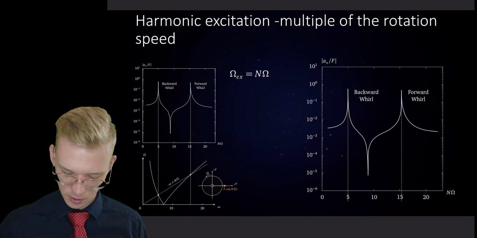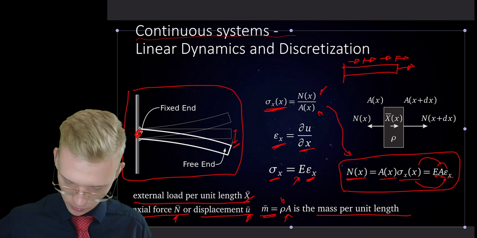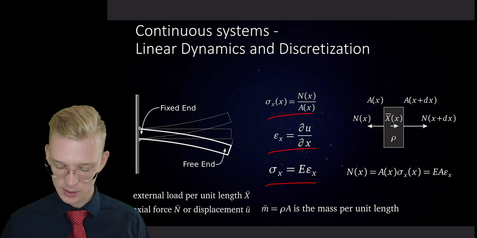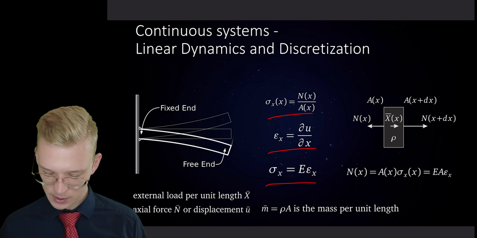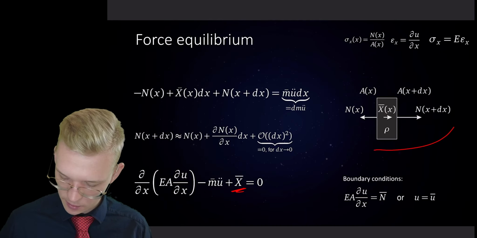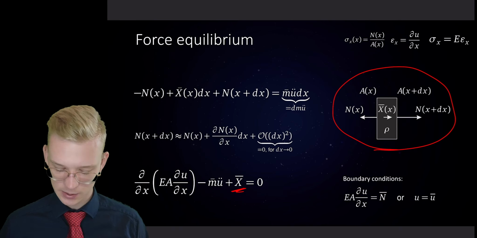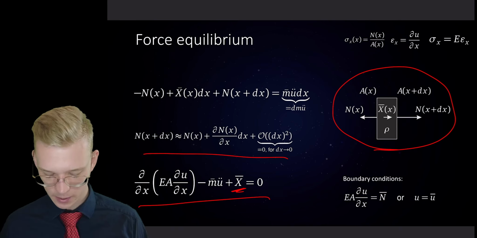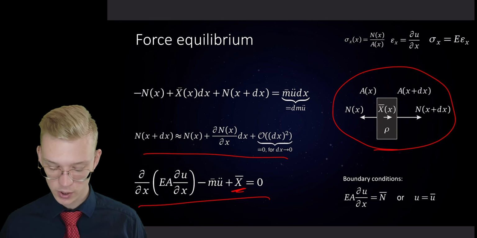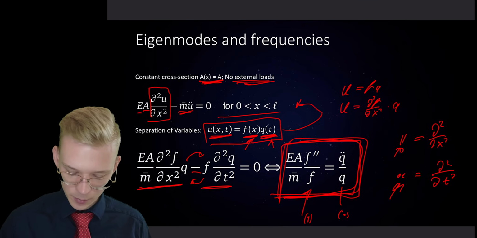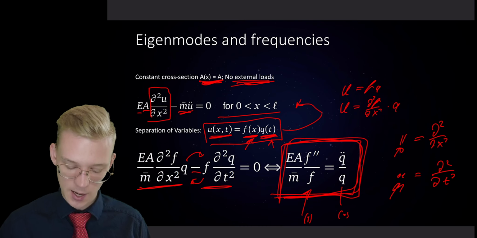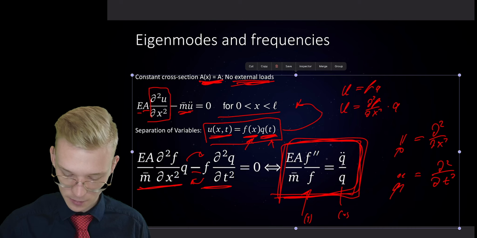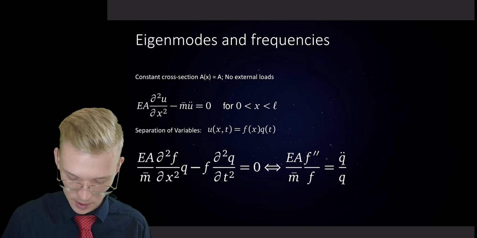Let's summarize all again. So we had a continuous system where we had the simple equations of our dynamics. We proposed a force equilibrium for a system like this, did some Taylor expansion, and got the differential equation in space and in time. We proposed that we have no external loads and the force on the area of our beam is constant. So we got this equation.